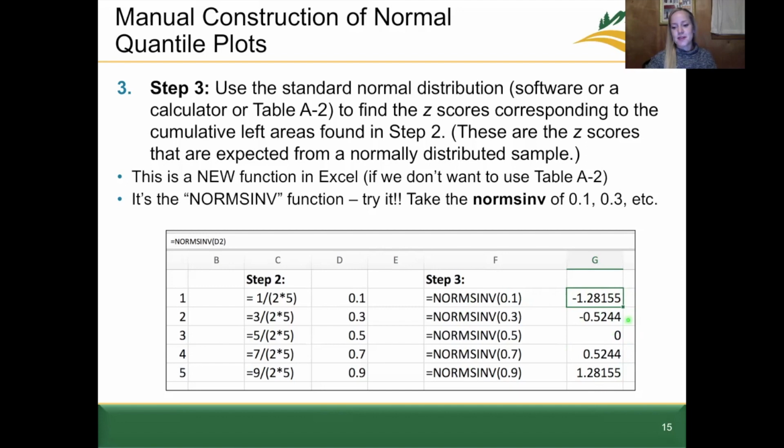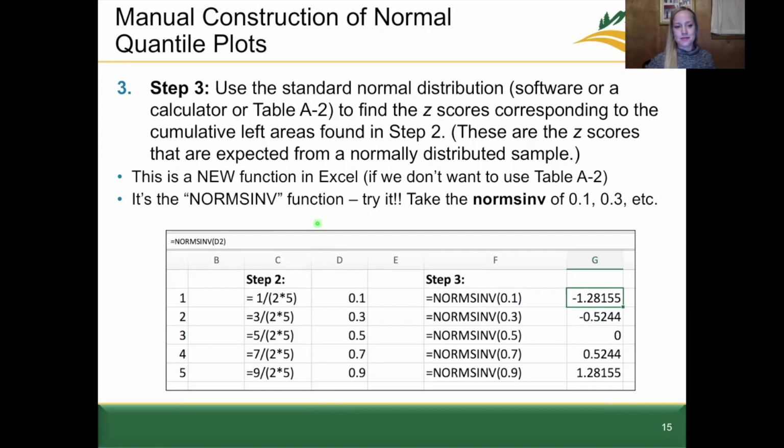Same with these values here, and then you should get 0 in the middle for the middle data point in your sample, after you've ranked the samples from least to greatest. Hopefully you're following along with me either in Excel now or you're going to use Excel later. To make normal quantile plots, the best way really is to use Excel and to follow these steps. So that was step 3.